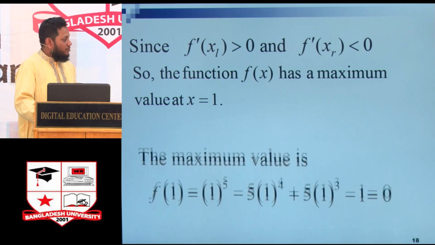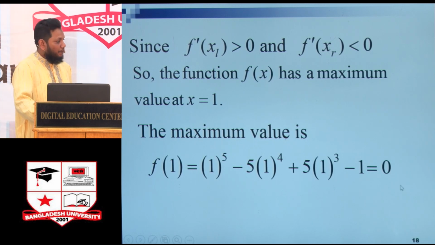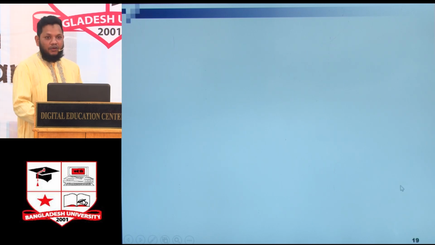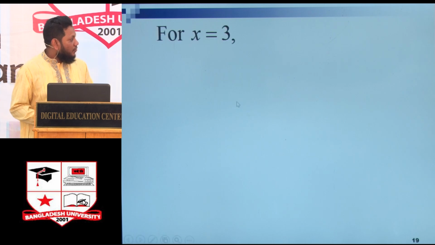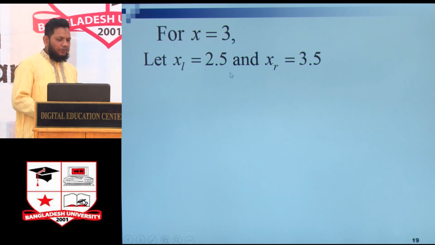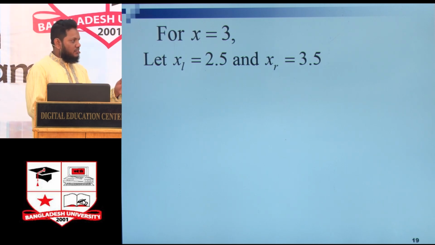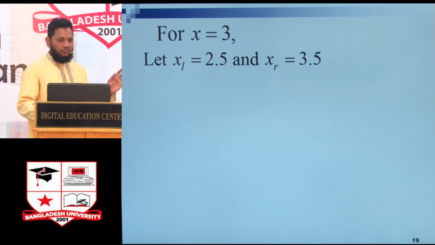So what is the maximum value? The maximum value is the function of 1. The result is 0. So the maximum value is 0. Now we have another point, x equals 3. So when x equals 3, we can again take a left point and a right point. We can consider xl equal to 2.5, or you can consider xl equal to 2.8, 2.7, 2.75, any value just adjacent to the stationary point x equal to 3.